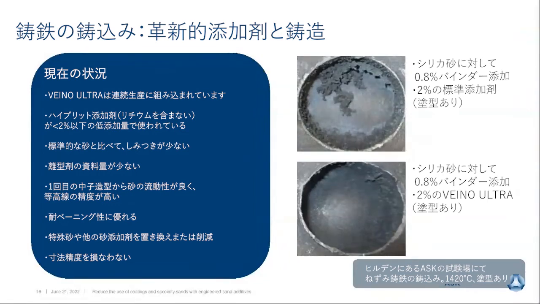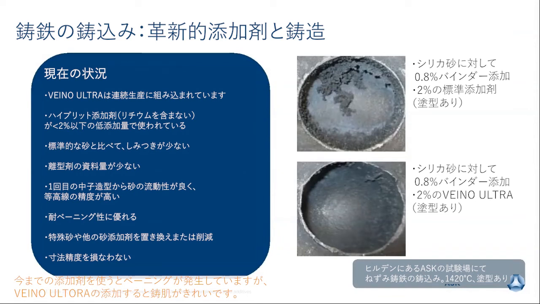So this was very convincing, and you see the casting result on the left side with the conventional system on the top. You see still some veining and some penetration, whereas with the Veno Ultra, it's a very clean casting. So this led to the situation that Veno Ultra was implemented in the foundry at a low addition rate. There was no resin wipe-off, and we had a very good tool cleanliness. The release agent could be reduced, and we had a very good flowability with excellent anti-veining effect. And we were capable to reduce and replace various special sands and other sand additives at a very good dimensional accuracy.